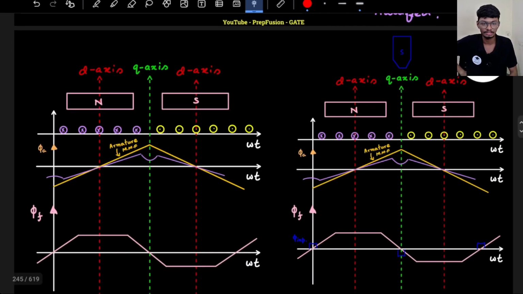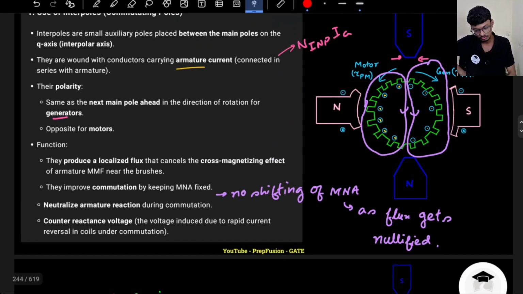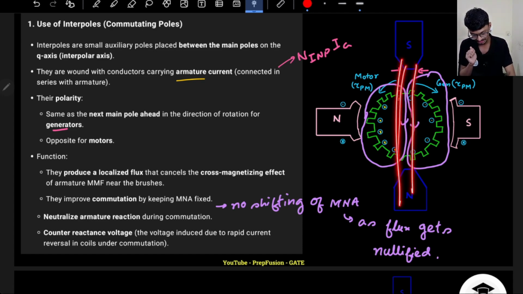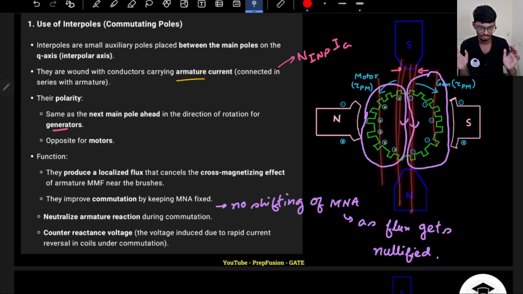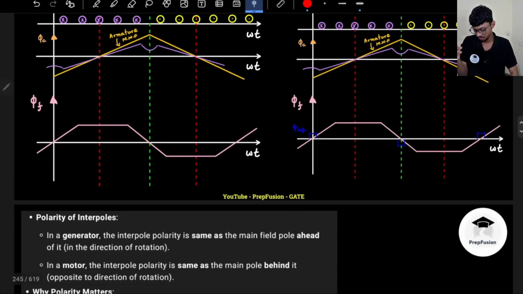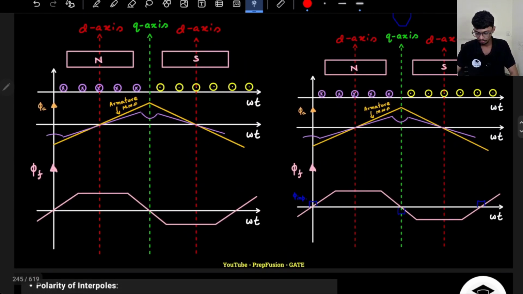Now we will see graphically how it actually neutralizes. Pictorially you have understood. The overall flux direction is in this direction, so I'll just place a north and south pole. The pole shoe will be very thin and narrow, so that I only affect this region. I don't affect the other regions because I don't want to mess up the flux distribution elsewhere. I only want to focus on this region. So without interpoles, this is the graph.